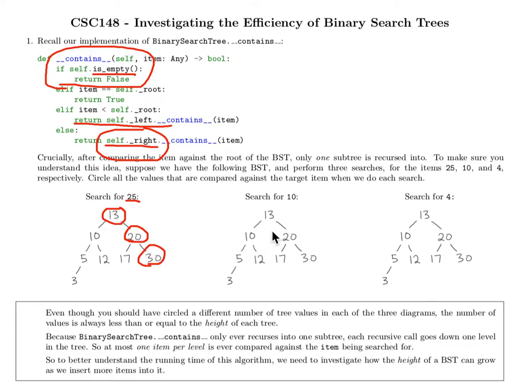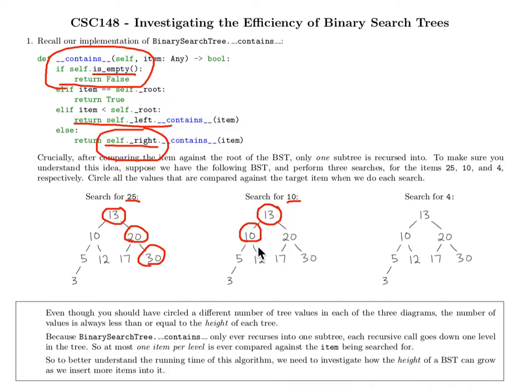Okay, let's do the same thing here, but this time we're going to use the same tree, but we're looking for number 10 instead. So like we saw before, we do have to compare the root of the tree against 10. So we circle 13. Now 10 is less than 13, so we know that we have to recurse into the left subtree. Now this subtree is again not empty, so we do have to compare 10 versus 10. So we'll circle that one as well.